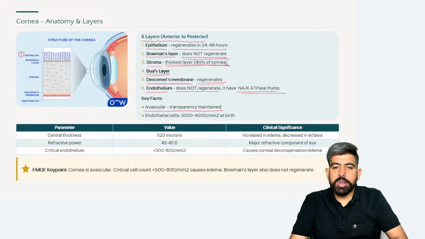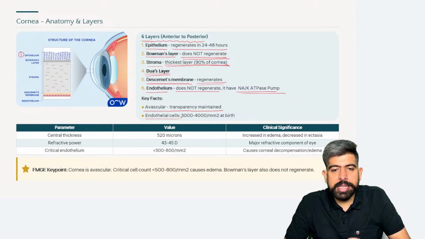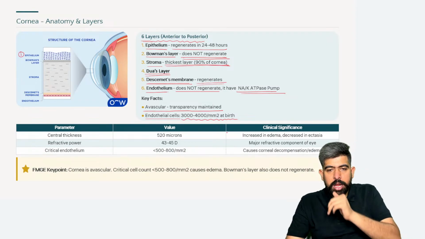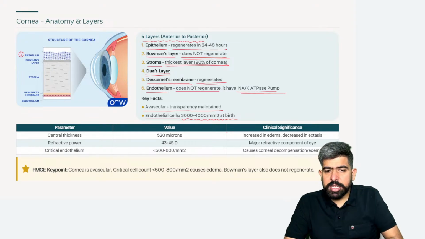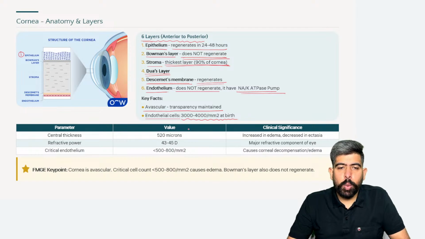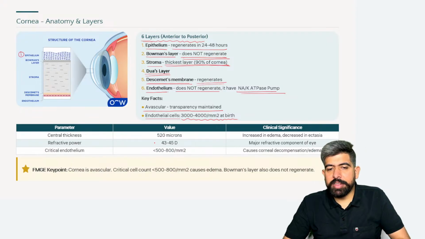So the cornea stays transparent, and if we talk about endothelial cells, there are 3000 to 4000 per mm square at birth. So these are your corneal endothelium cells. Now, what are the parameters and values, and what is the clinical significance?